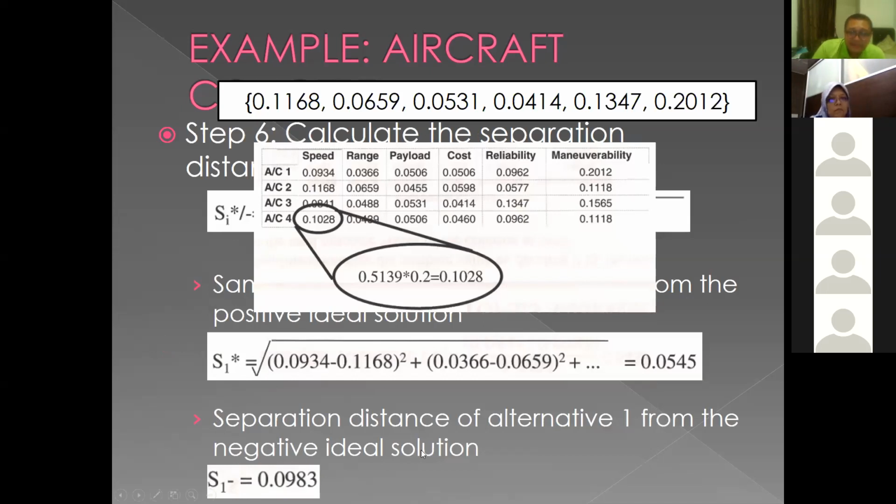Why does the formula need to square, then take the square root? Why can't we just subtract the alternative from the negative ideal solution? Is there any significant reason? Yes, there are reasons. I think that's the one I forgot to mention.